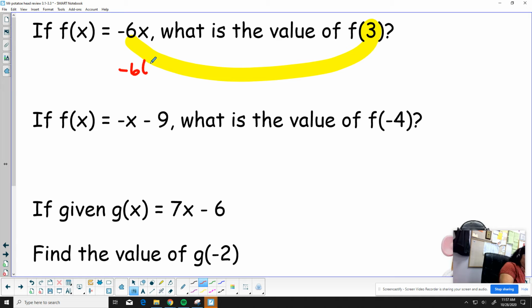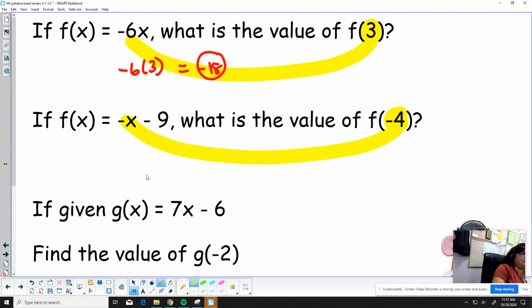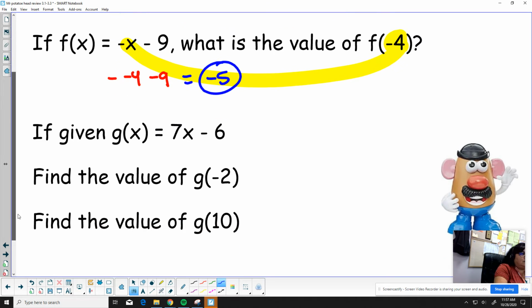So negative 6 times 3, if you put that in your calculator, is negative 18. Same thing here. If I take the negative 4 and put it in place of x, so negative and negative 9 are just part of the problem, and then in place of x, I put negative 4. And if I type that into decimals, that makes negative 5 my answer.